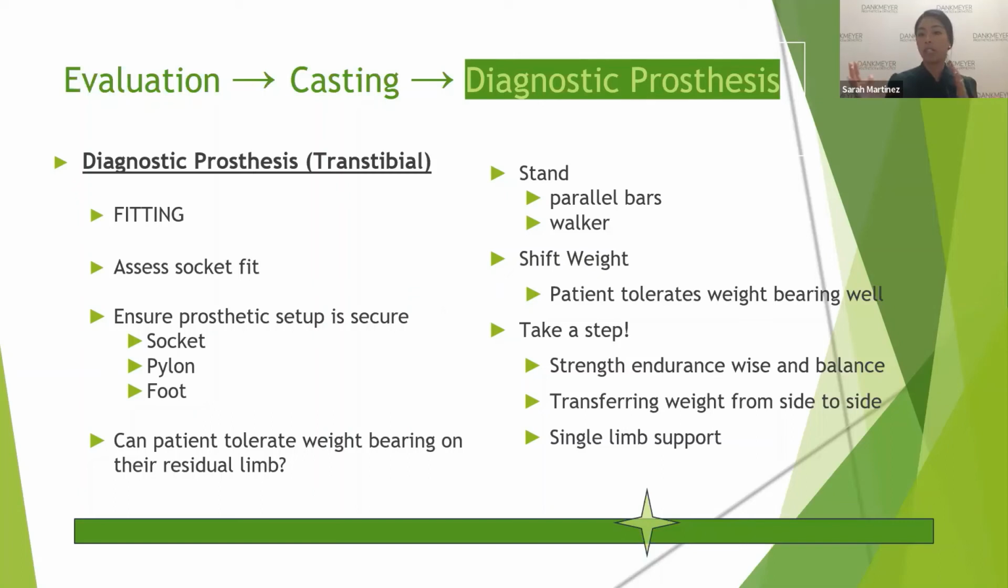And we ask the patient to shift weight if that's possible. If we're checking all these boxes, they're able to tolerate their weight bearing, they're able to shift weight, and the prosthesis is nice and secure, then we can have them take a step in the parallel bars. Strength, endurance, and balance are all factors that we are aware of, and we take that into consideration when we recommend a patient take a step in the parallel bars.